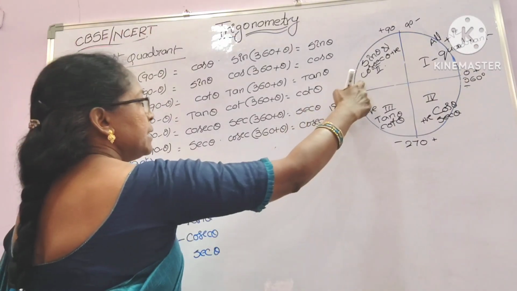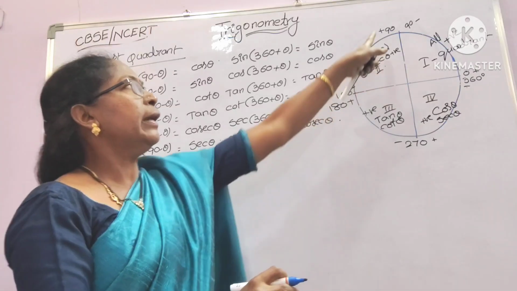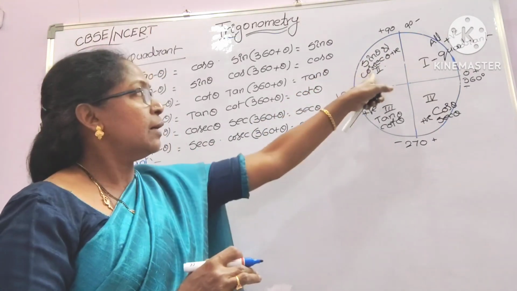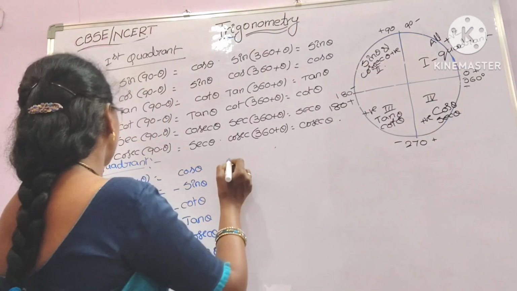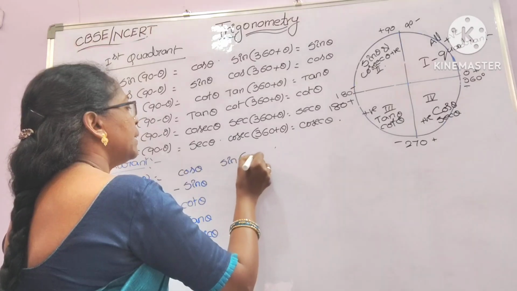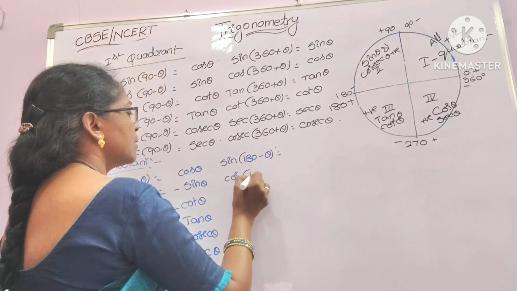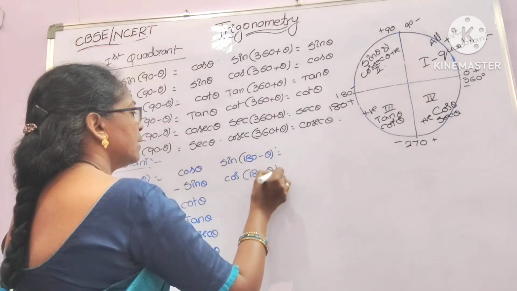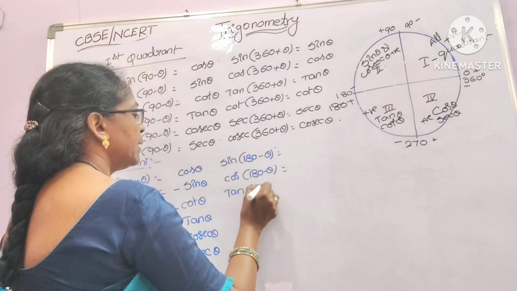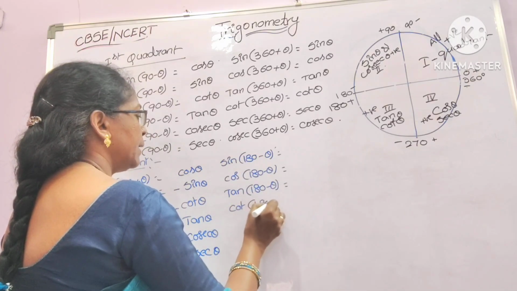Next, one more option is there. One more set of conversions. In the second quadrant, 90 plus and 180 minus both come under the second quadrant. So here you write down again sin 180 minus theta. Like cos 180 minus theta. Again tan 180 minus theta. Cot 180 minus theta.